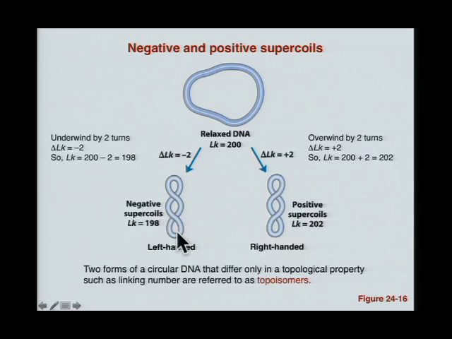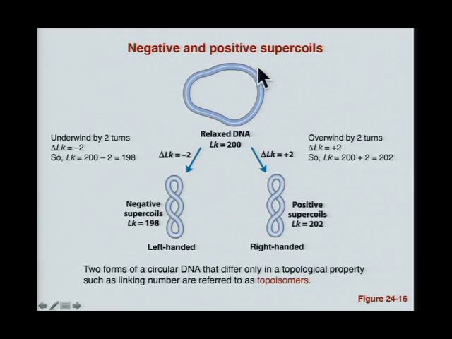So you end up getting a left-handed pitch to the supercoil when you underwind. Okay, so we know that the B form strands are in a right-handed helix. So here we have that right-handed helix twisting about itself in a left-handed orientation if the DNA is underwound. Okay, if it's overwound, it would have positive supercoils, and then it would be a right-handed superhelical twist. Okay, so you have to imagine these pictures.